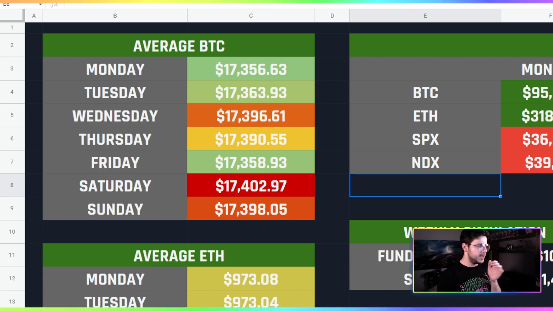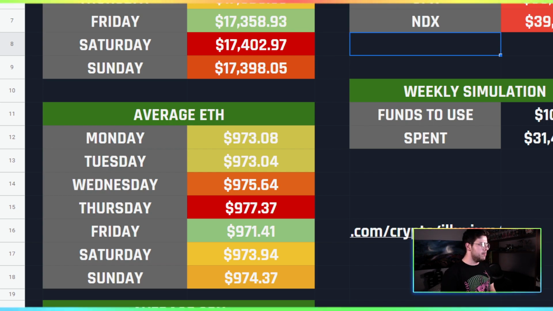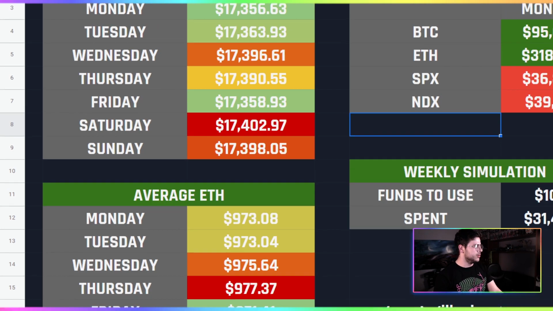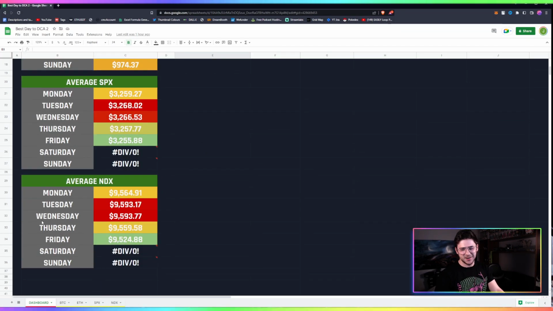I've only looked at the past 5 years for this. You look at Ethereum and it looks like Friday is the best, but Monday and Tuesday are also really, really good, but Thursday is killing you. And Wednesday's killing you on Bitcoin. It's really interesting looking at this data, right?